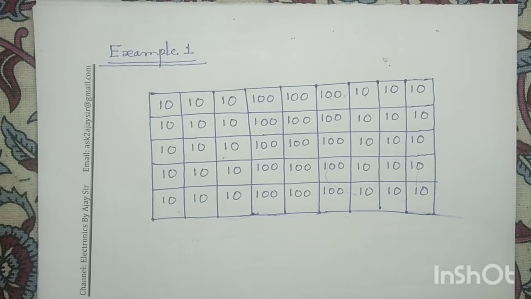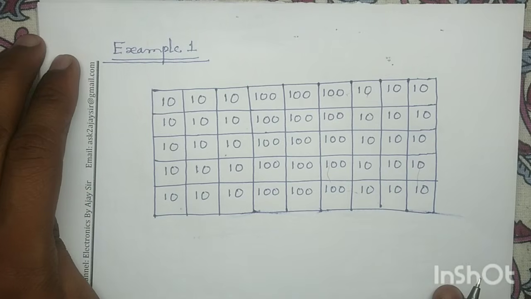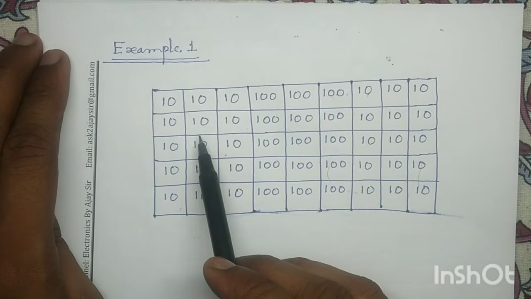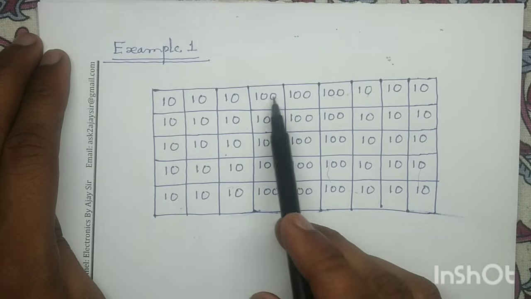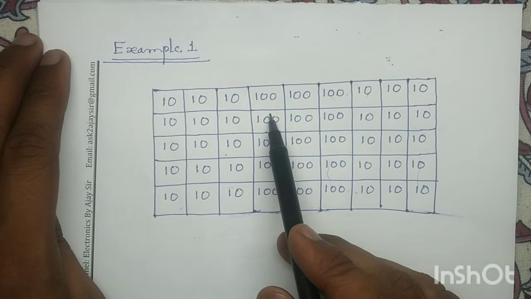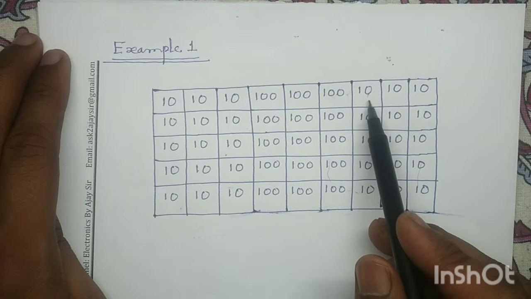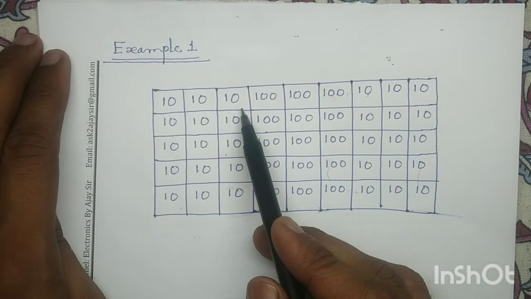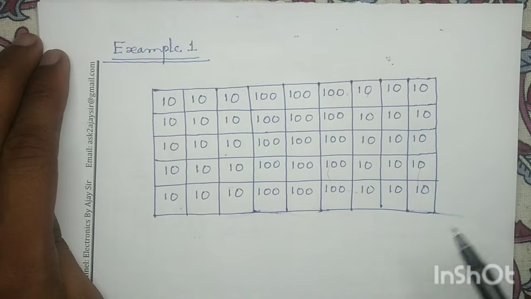In order to discuss the gradient operator used for edge detection in digital image processing, here we have a digital image and it consists of three regions. Region 1 has all pixels with intensity level 10, region 2 has all pixels with intensity level 100, and region 3 has all pixels with intensity level 10. So clearly we can judge that this is the location of an edge and this is another location of an edge.